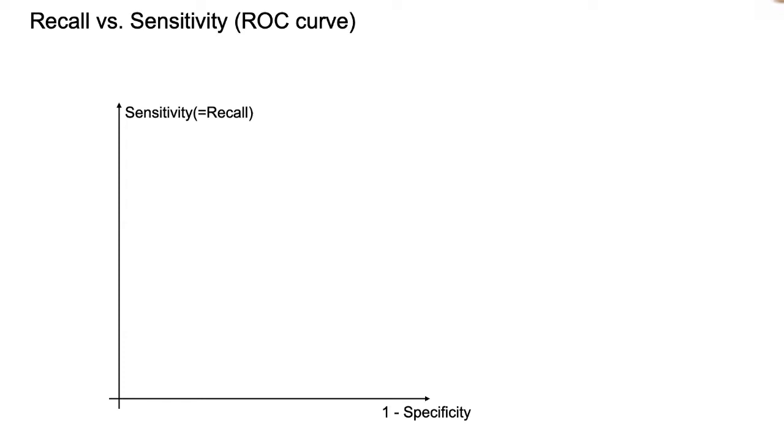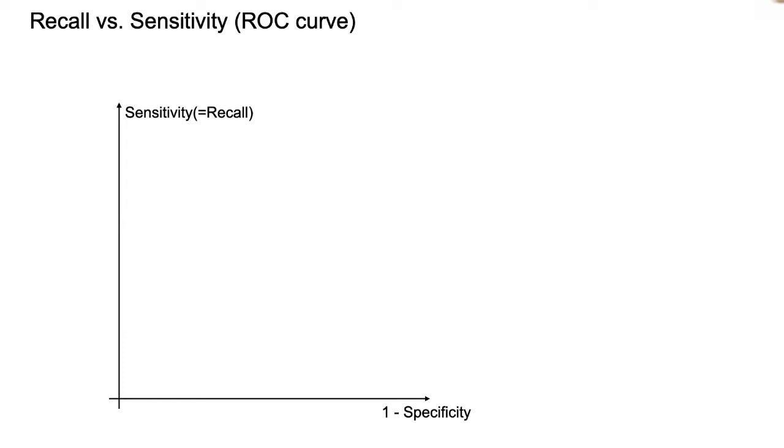We plot here the recall on the vertical line. So the difference with the PR curve is that the recall was here, but now we put it vertically. So that's the recall. And the other coordinate is not the precision. It is 1 minus the specificity. Right, this is what we plot.